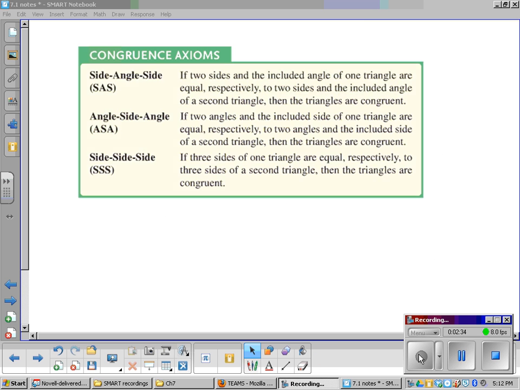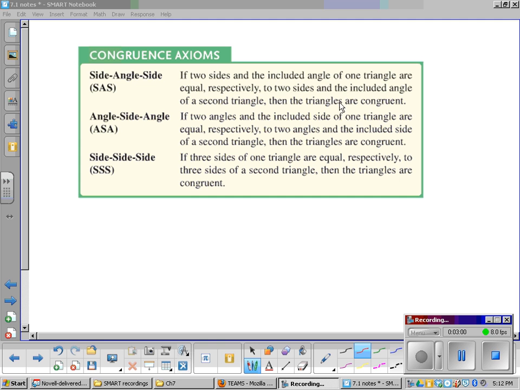Now that we've redefined what congruent triangles are, let's review the congruence axioms that you talked about in geometry. We can tell that two triangles are congruent to each other using the side angle side argument. If two sides and the included angle of one triangle are equal, respectively, to two sides and the included angle of a second triangle, then the triangles are congruent.